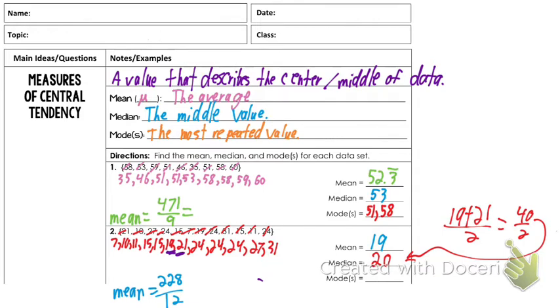Thank you. Yes. The mode, what is the number you see the absolute most of? 24. 24, uh-huh. Now, you also see 15 a couple times, but is it as many times as 24? No, so there's just one mode this time.